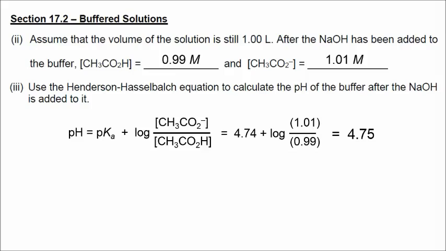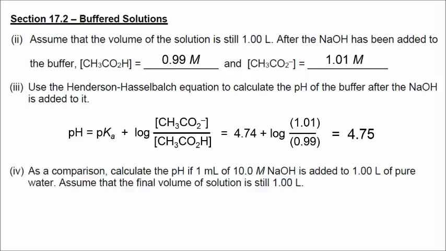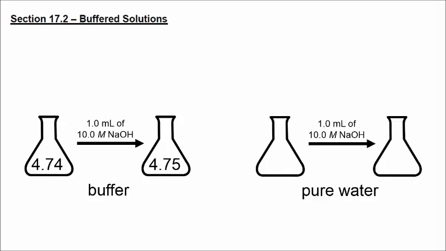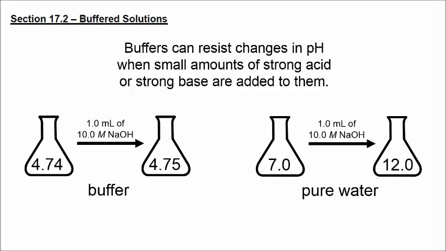Now, if we had added that same amount of sodium hydroxide to 1 liter of pure water, that would have meant that the concentration of hydroxide was 0.01. The negative log of that is a pOH of 2 and a pH of 14 minus 2, which is 12. So think about that. We added the same amount of hydroxide to pure water, and the pH would have gone from 7 to 12. And yet, when we added that same amount of sodium hydroxide to a buffer, the pH only went up 0.01 pH units. So this proves the point that buffers can resist changes in pH when small amounts of either strong acid or strong base are added.